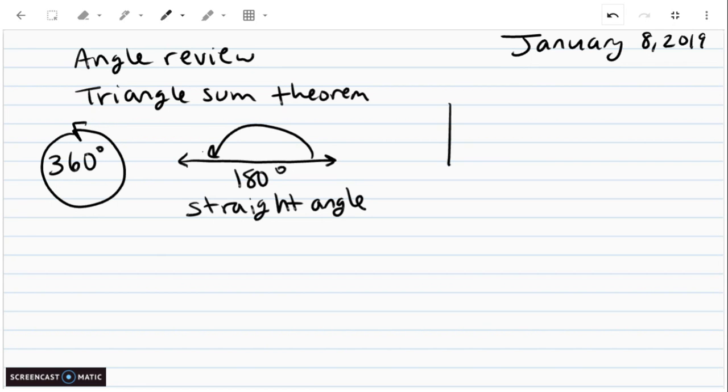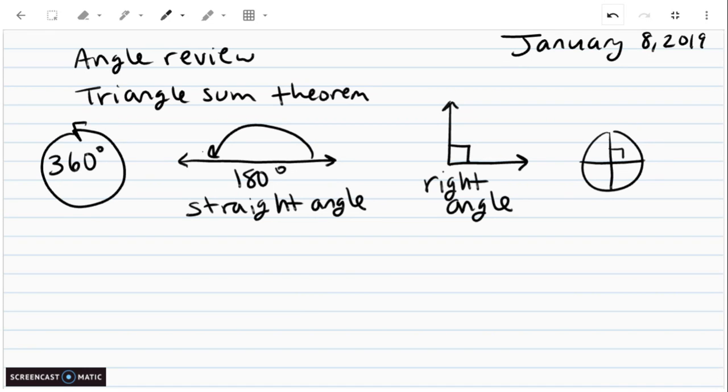And then if I have a right angle, which is a quarter of a circle, if I were to take a circle and I cut it in half and then half again, then I get this quarter of a circle. And so this little symbol tells me this is a right angle. And a right angle is 90 degrees. So we have a circle, and then we have a line, and then we have our quarter or our right angle.